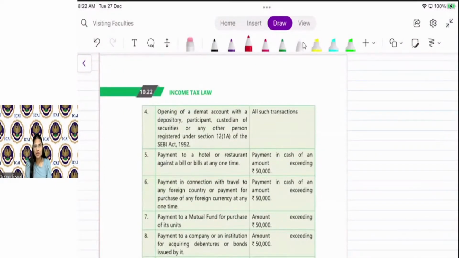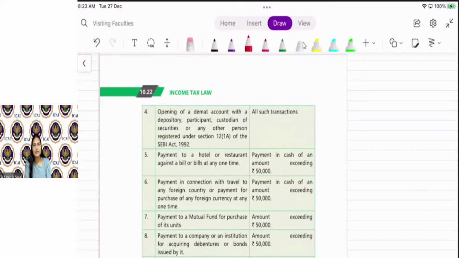Opening of Demat account with depository, participant, custodian of security, or any other person registered with SEBI. So, say for example, for dealing in shares, a Demat account is mandatory. So if you want to open a Demat account, then also you have to provide your PAN to the depository. For example, if I want to open a Demat account with Sheikh Khan, then I have to provide my PAN to Sheikh Khan.